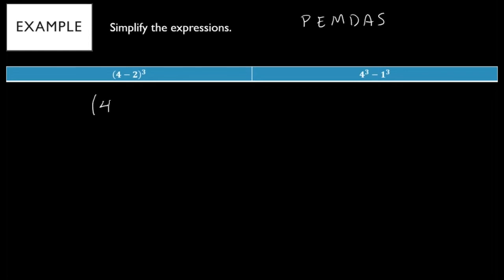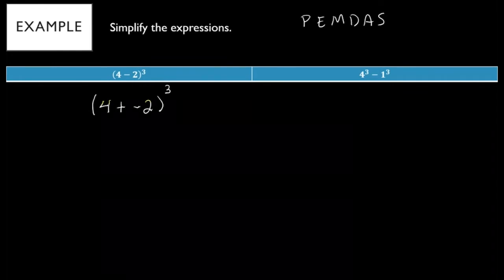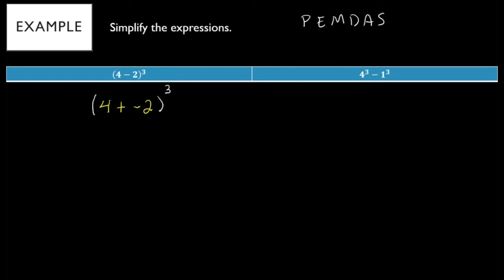First off, I'm just going to rewrite that minus as adding a negative, because that does make it easier for a lot of people who struggle with subtraction. Otherwise, 4 minus 2 is easy enough to do without rewriting, but I want to get into the habit so that I'm consistent. When we say we're doing the parentheses, that means we're doing what's inside the parentheses. So I need to do the 4 plus negative 2 before I do the exponent. 4 plus negative 2 is 4 minus 2, that's 2.